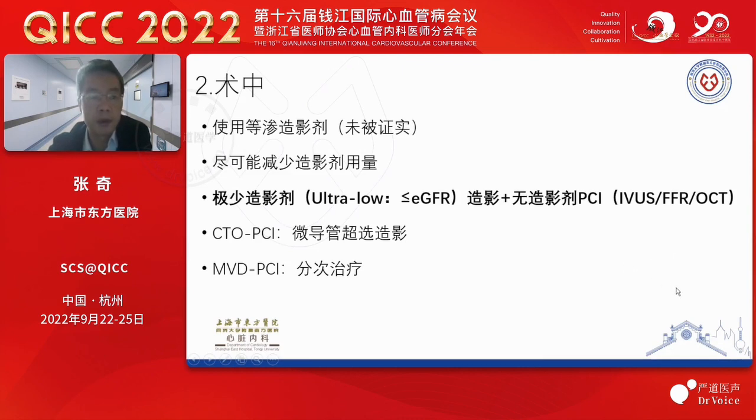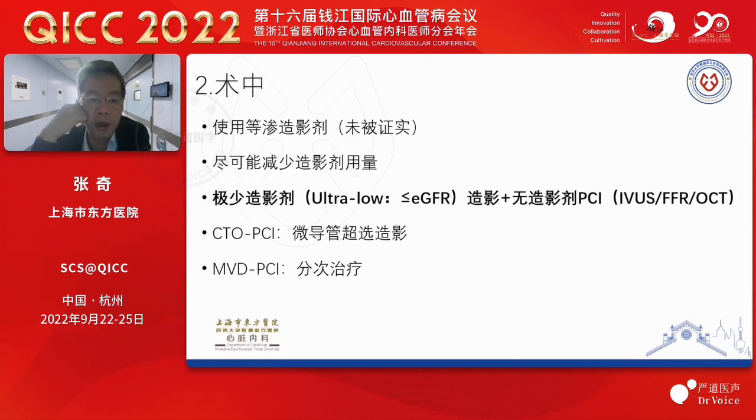For patients with CKD, if they are going to receive PCI, we can take these kinds of actions. So try to reduce the dosage of the contrast media as much as we can. And I'd like to say that the role of the isotonic contrast media is not confirmed. But anyway, we try to reduce the dosage of contrast media as much as we can.